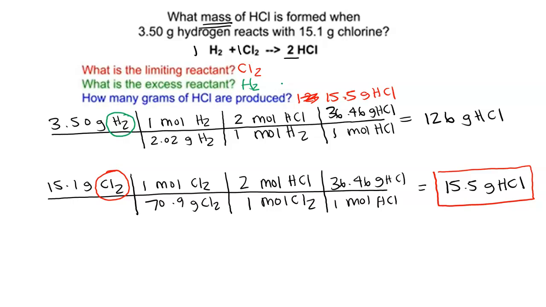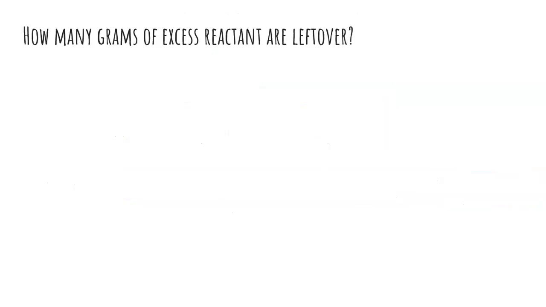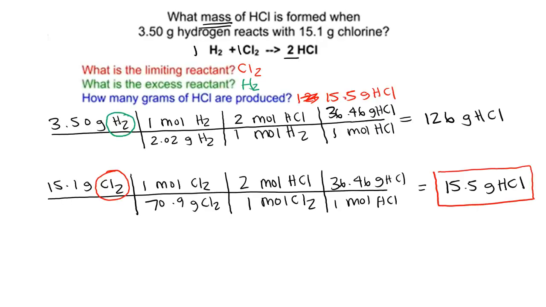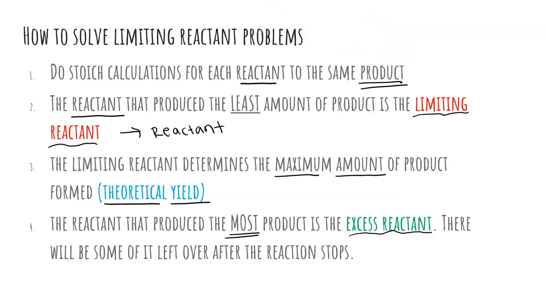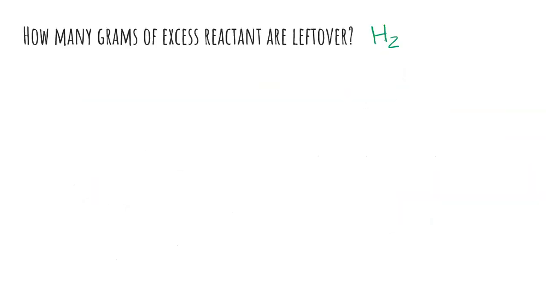Now, what we're going to add on a separate sheet of paper is figuring out how much of the excess is left over. And we're going to use these amounts. So how many grams of excess reactant are left over? We just determined that the excess reactant is hydrogen. I'm also going to use those values. 126 grams of the HCl and 15.5.